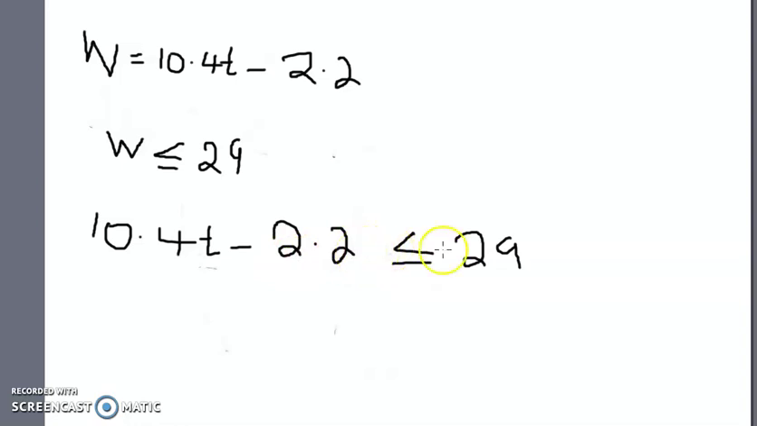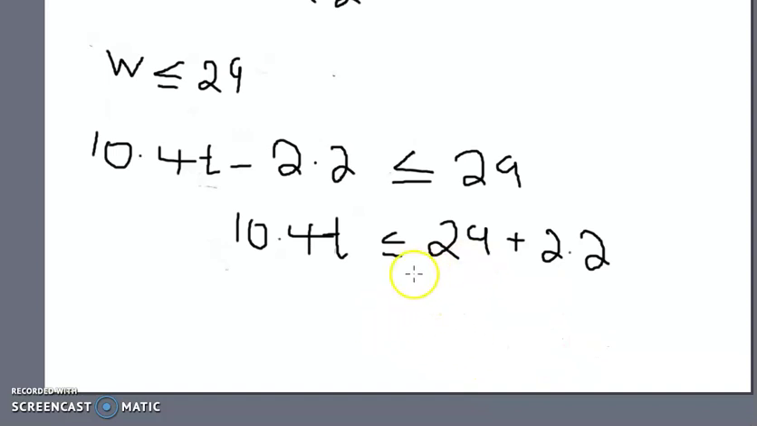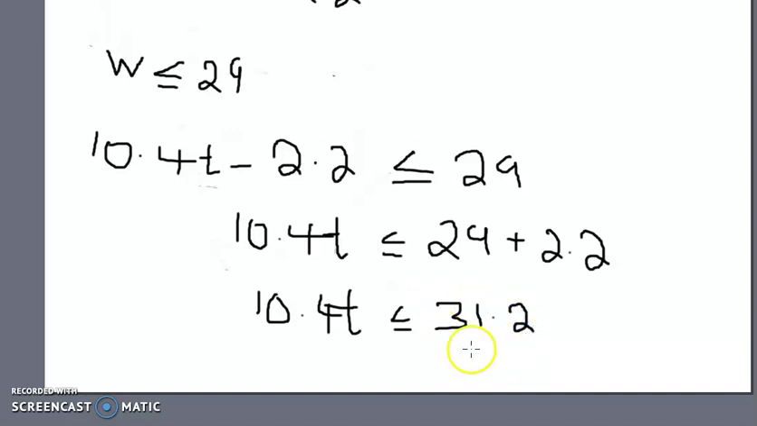We add 2 to both sides, so that on this side we get 10.4T less than or equal to 29 plus 2, right? So there the answer will be 10.4T is less than or equal to 31.2. Then we divide by 10.4 on both sides, 10.4 divided by 10.4.